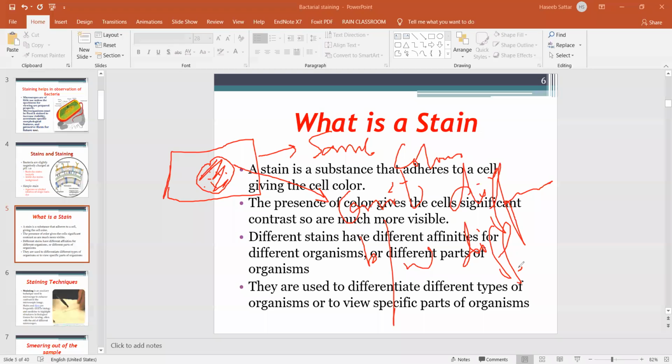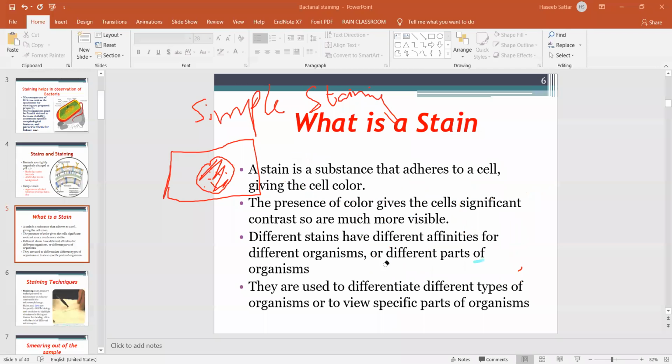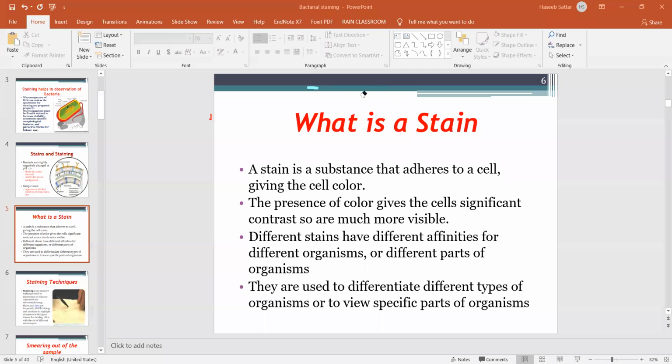But we have other staining techniques. I'm talking about the simple staining technique. Simple staining is a technique just to color all the bacteria. And what is a stain? Stain is actually the coloring agent. It's the compound which gives color to the cell.